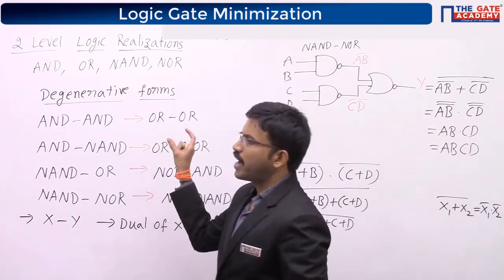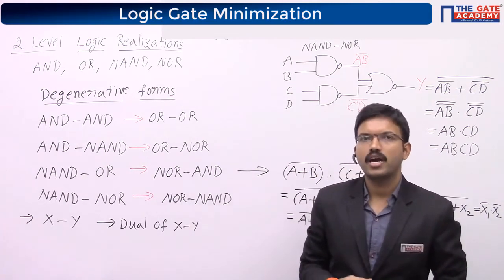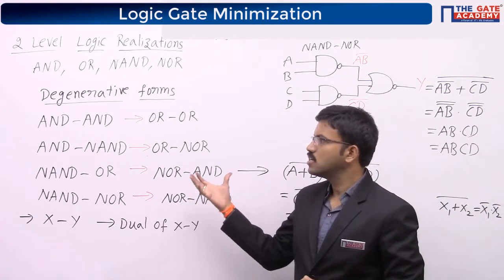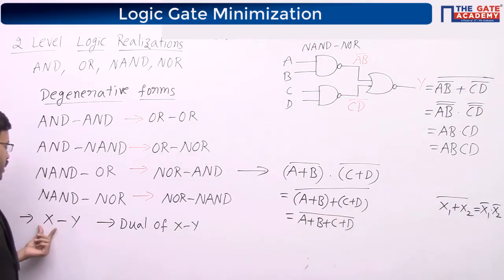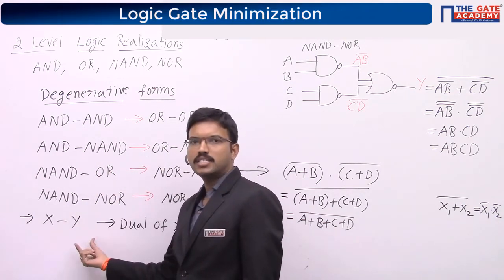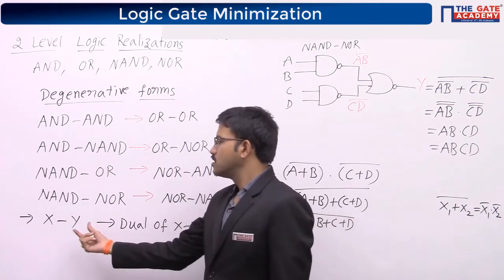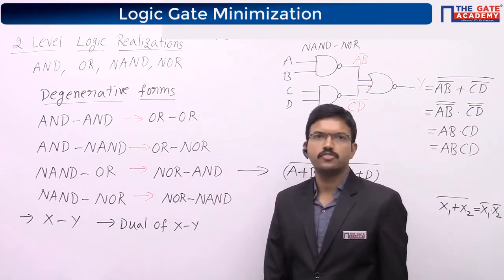Here I have considered the 2 input case so that I can give the generalized case. I want to give a few points, conclusions, so that's why I have considered all the gates having 2 inputs. Here X means logic gates are of X type at the first level. Similarly, Y means logic gates are of Y type at the second stage. So if xy is a degenerative form, then the dual of xy is also a degenerative form.